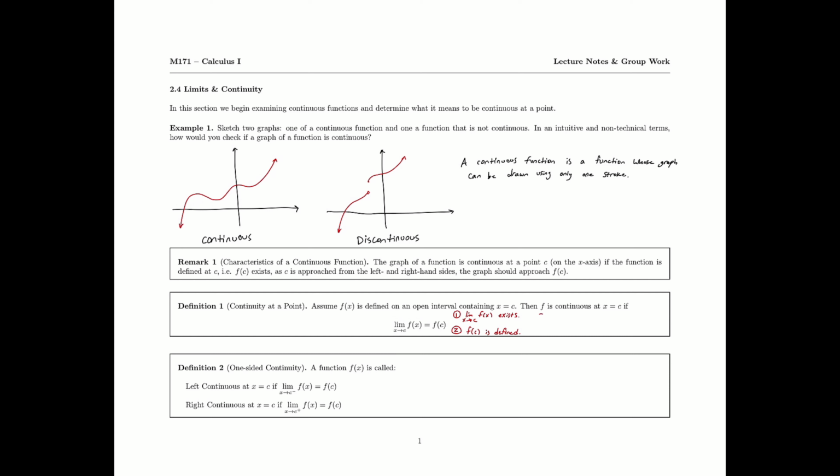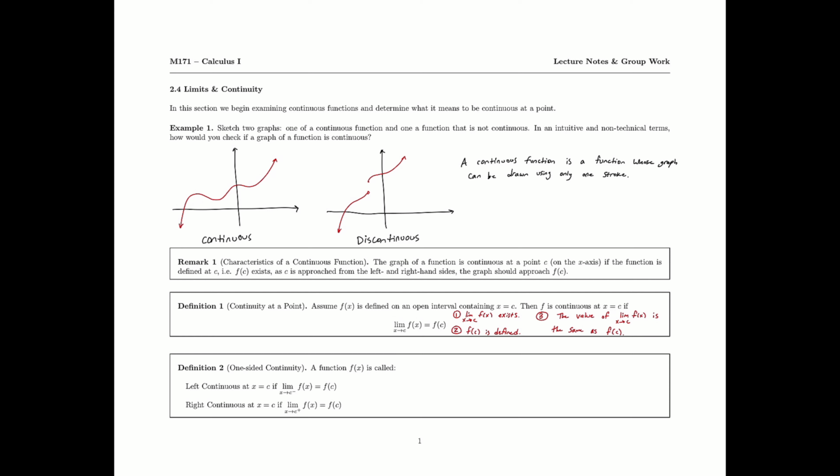Number 3 is really that the value of the limit, so in other words, part 1, is the same as the value in part 2. So in other words, whatever f of c is. And we can go ahead and look at what happens if we break these assumptions.